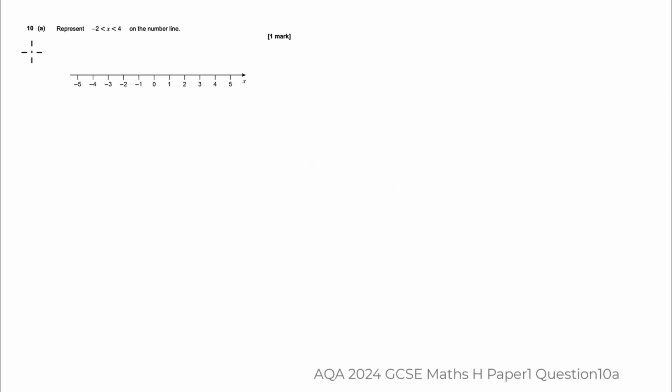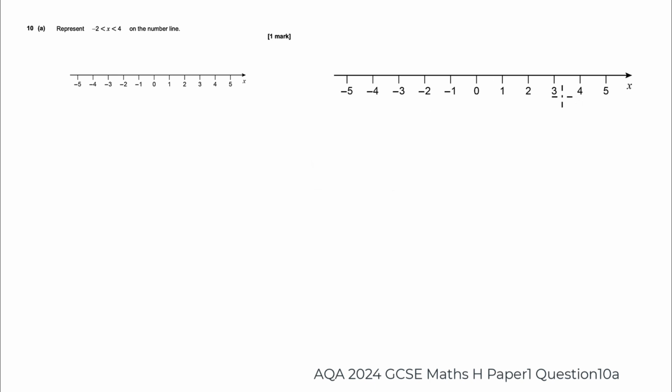So here we have question 10. And in part A, we've got this inequality, a statement here about numbers. And it says that the numbers have to lie between -2 and 4. And we have to show this on that number line. Well, here's a larger version of the number line. The inequality we're looking at, -2 is less than all the numbers, and all the numbers are less than 4. So they're jammed between -2 and 4.